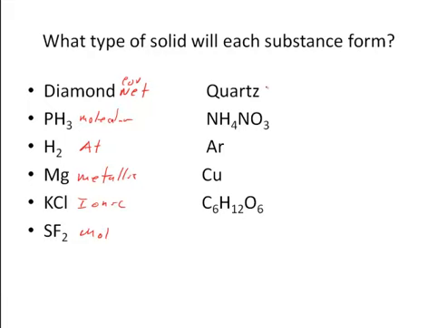Quartz. Now, what is quartz? Quartz is silicon oxide or silicon dioxide. So that is a covalent network solid. Again, these two right here, whoa, super, super strong. Here, this is ammonium nitrate, right? Ionic. Which one's that? That's just an element, right? Argon? Is argon in the metal? No. Okay, so that must just be an atomic.